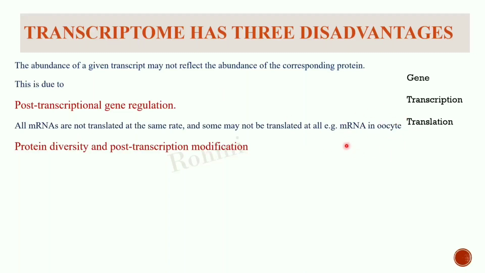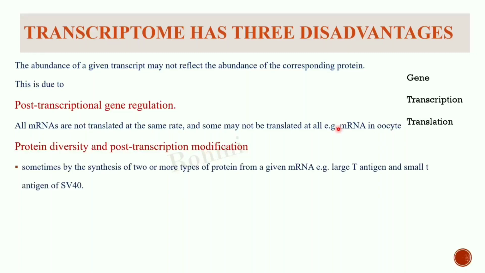Here there is the example of the oocyte. In the oocyte there is the presence of mRNA, and some of that mRNA is masked, and as it is masked, it is not getting translated. So the mRNA from the cell is going to be analyzed with the help of the transcriptome, but that total mRNA is not going to represent the total proteins which are present in the oocyte.